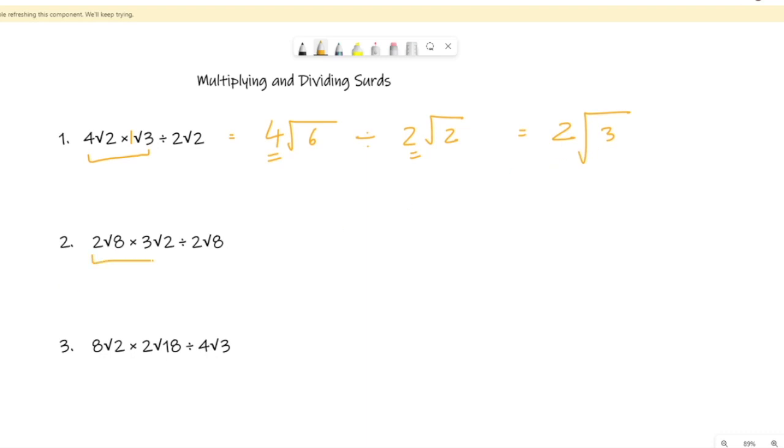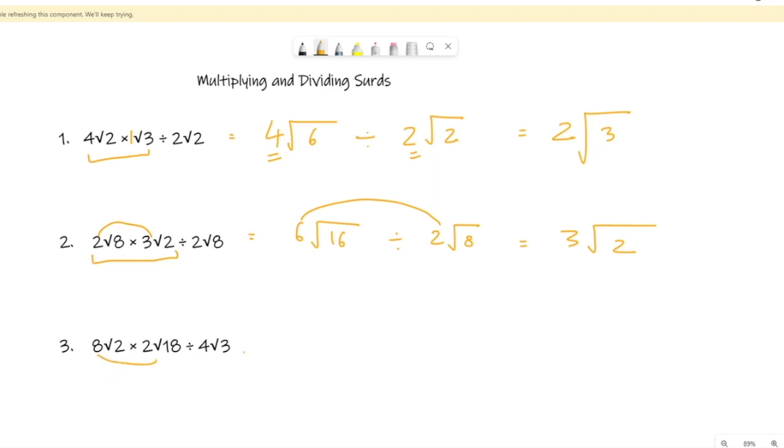This one, so first we multiply 2 with 3, we'll get a 6. Then we multiply 8 with 2, we'll get a 16. And then we have to divide it by 2 root 8. Let's do the division thing. 6 divided by 2 is 3. 16 divided by 8 is 2. So it's 3 root 2. Okay, let's see the next question.